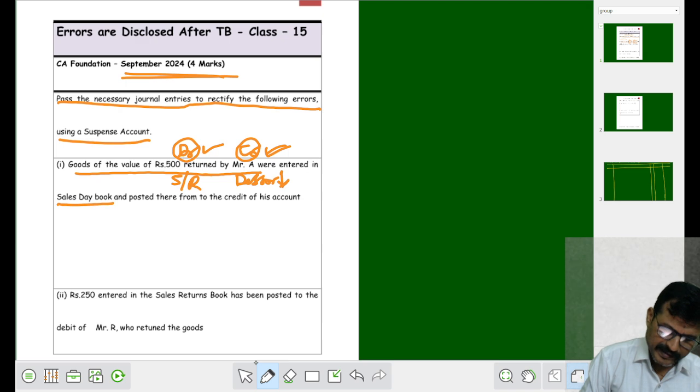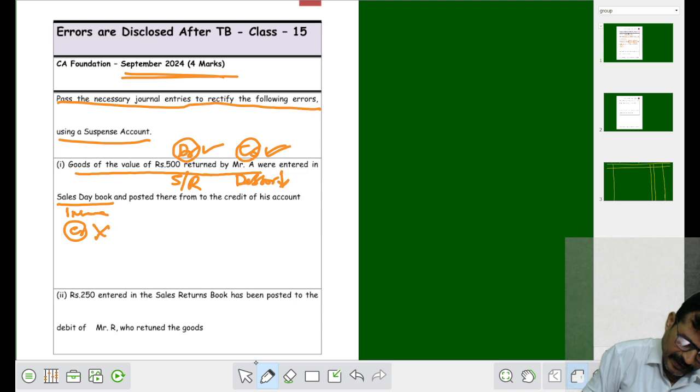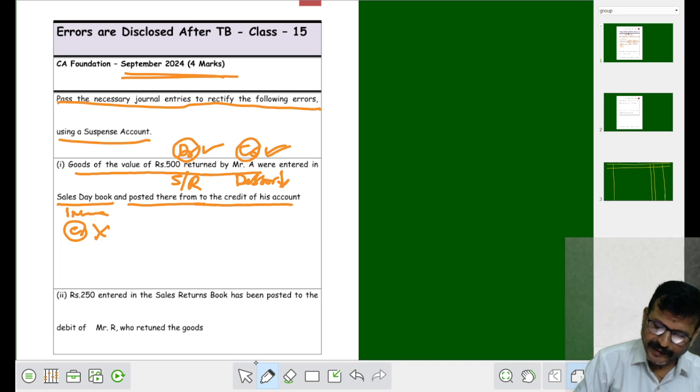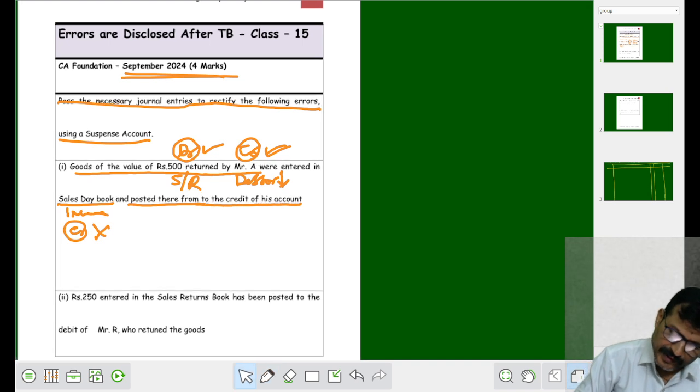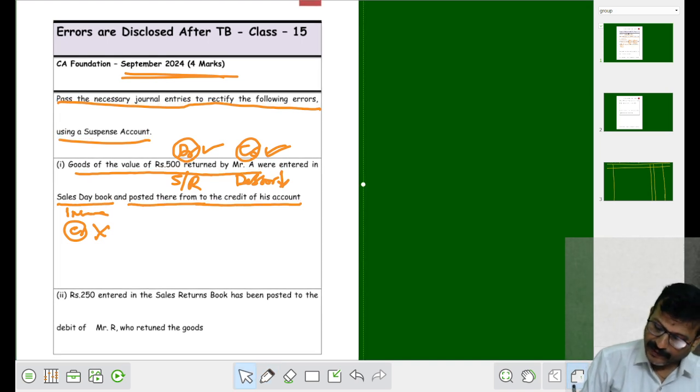Entered in the sales day book. Where is the entry made? The entry is made in the sales book. Sales book is an income. Income is a wrong credit. Posted therefrom to the credit of his account. Credit of his account means what? That is, credit of Mr. A, you have credited.